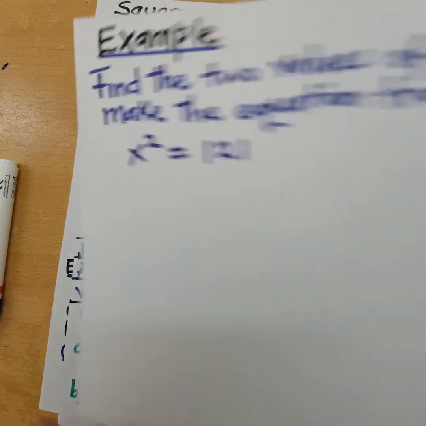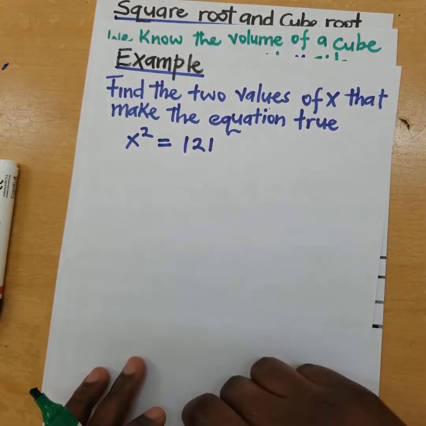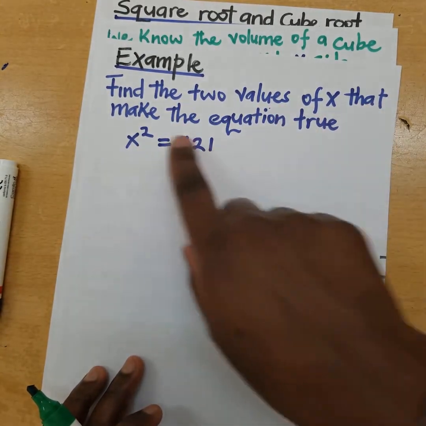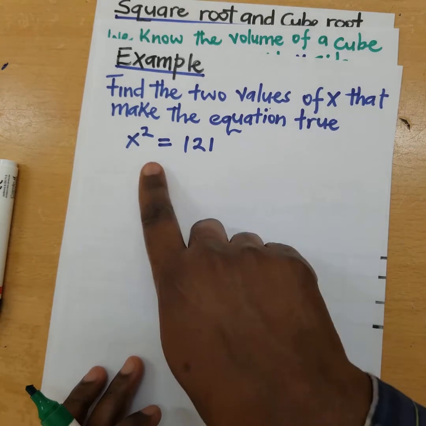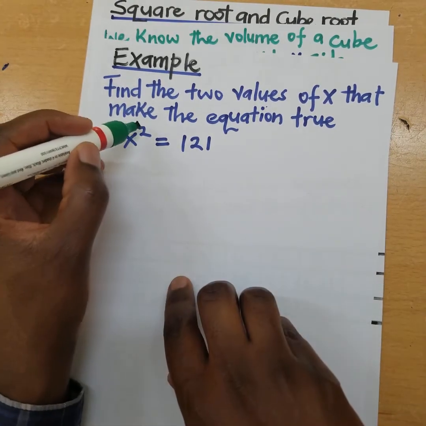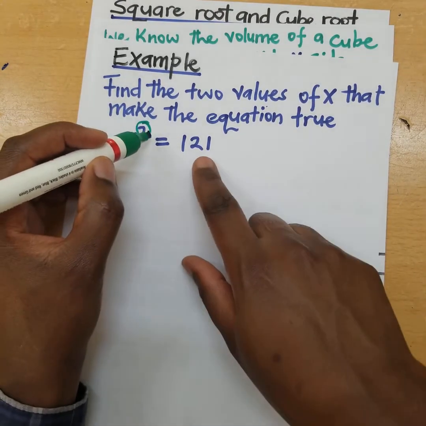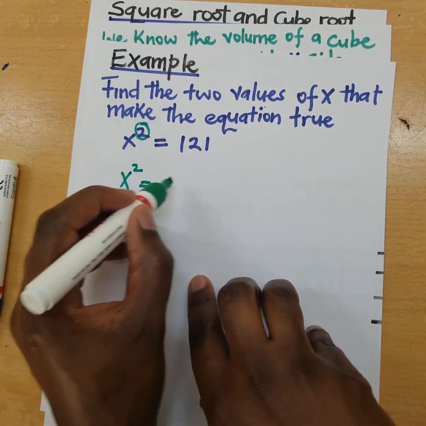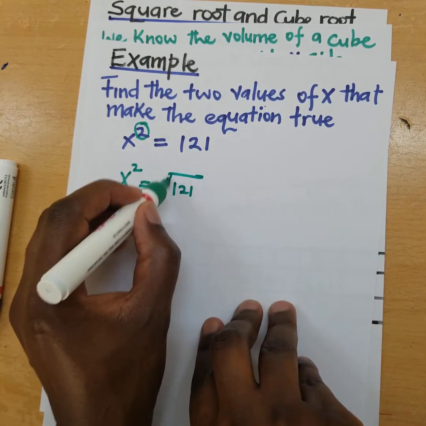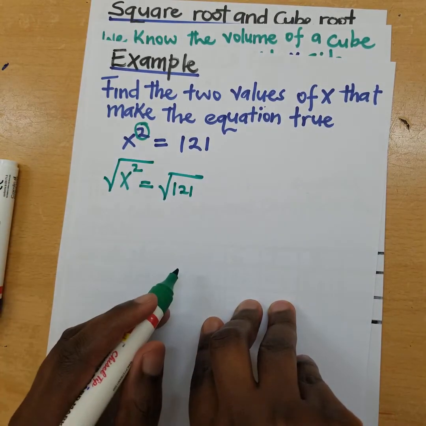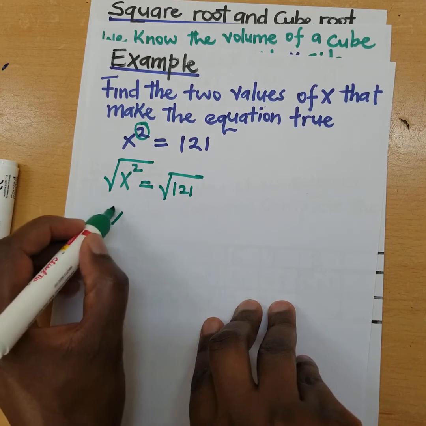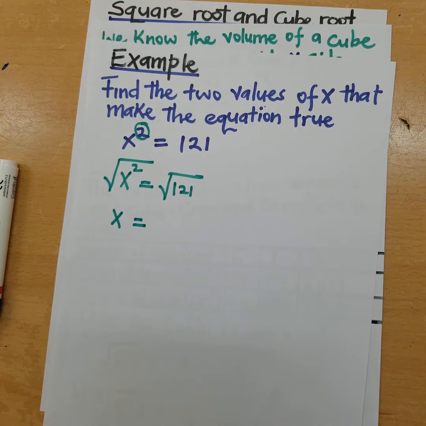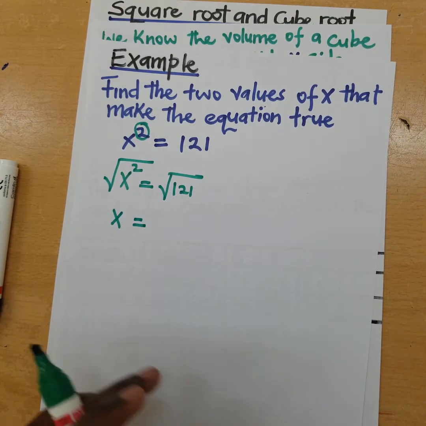Similarly, in the last example, if they ask you to find two values of x that make the equation true, they're simply asking you, if you see that it is squared, to find the square root. So if x squared is equal to 121, find the square root. What is the square root of 121? The square root of 121 is 11.